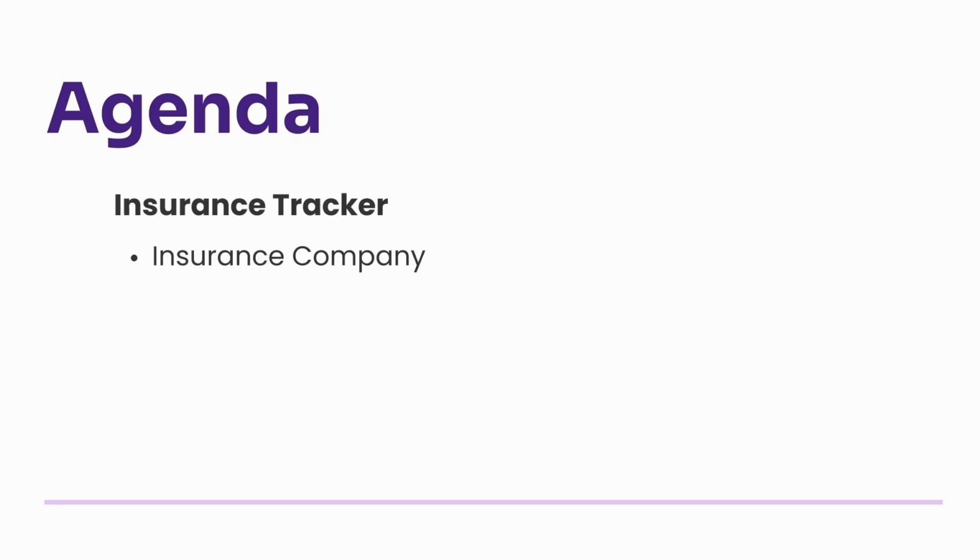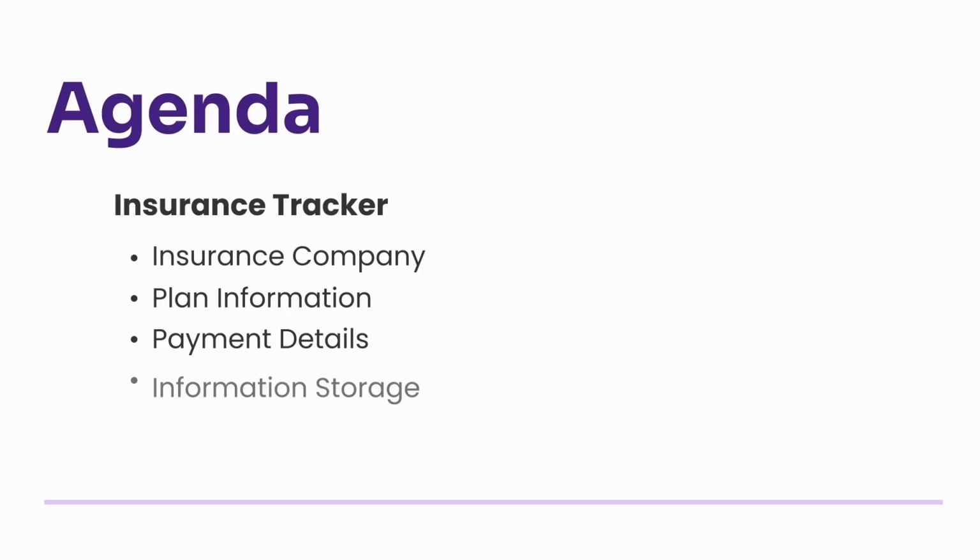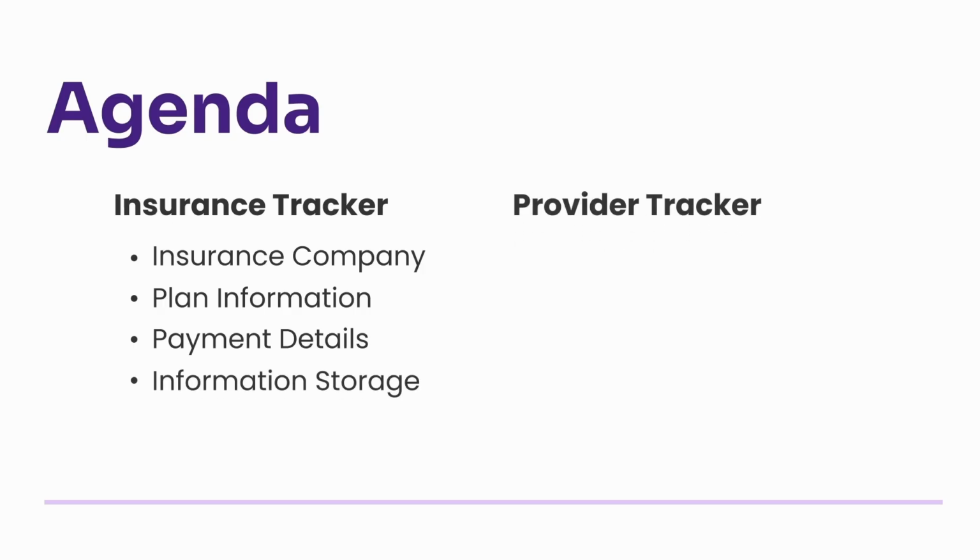So what's on our agenda for this exercise? First, we are going to complete the Insurance Tracker tab. And this includes all of the information regarding your insurance company, your plan information, payment details specifically for in-network providers, and your information storage. Then we are going to conclude with completing the Provider Tracker tab. And this tab holds all information about your provider and care details.